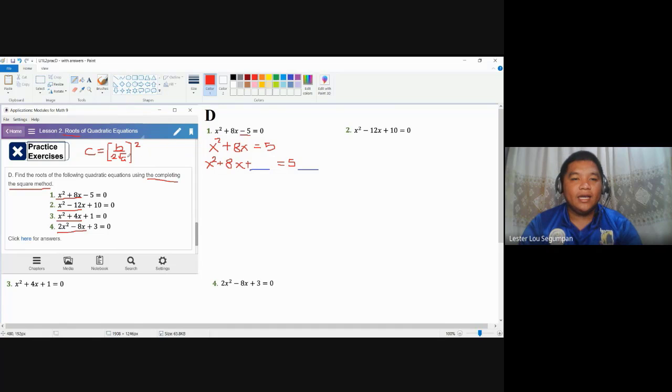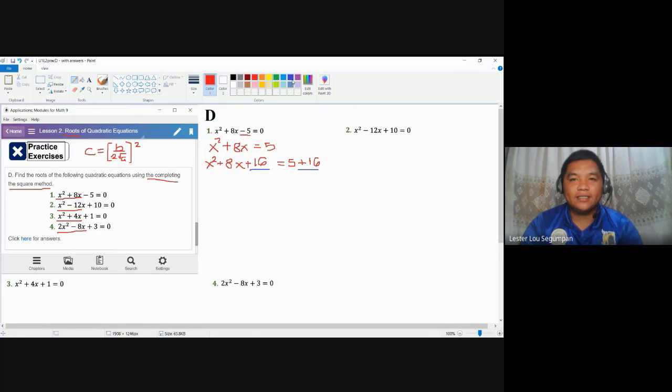Let's check. The coefficient a here is 1, so the square root of 1 is 1. 1 times 2 is 2, so the denominator is just equal to 2. The numerator is b, which is 8. So 8 divided by 2 is 4. 4 squared is 16. The value to be added is 16. Same thing, we are going to add it on the other side so that the equation is still an equation.